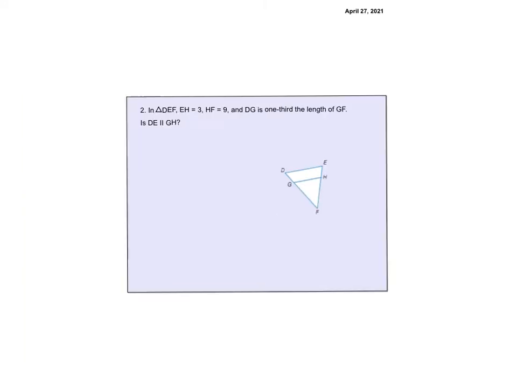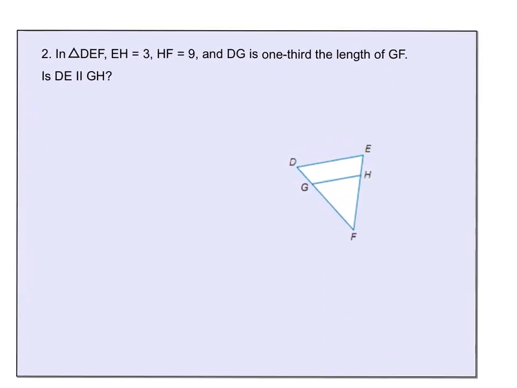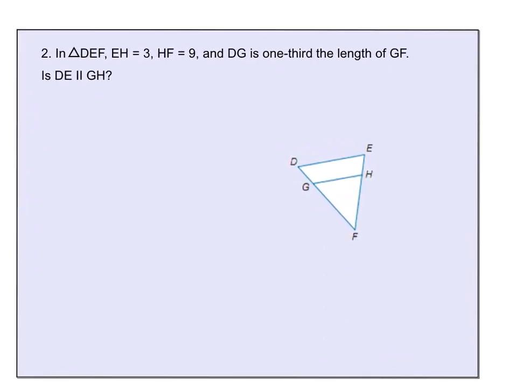So now, DEF is the triangle I'm dealing with here. Let's look. HF is going to be 9. And DG is 1/3 the length of GF. EH is 3. And DG is 1/3 of this entire thing. So this would be 1/3, and this would be 2/3, if you wanted to say it that way. That's a decent way to say it.